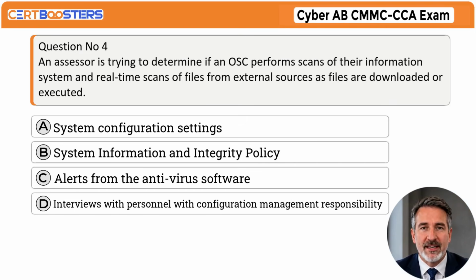Question 04. An assessor is trying to determine if an OSC performs scans of their information system and real-time scans of files from external sources as files are downloaded or executed. Which evidence is least likely to help this assessor? A. System configuration settings. B. System information and integrity policy. C. Alerts from the antivirus software. D. Interviews with personnel with configuration management responsibility.